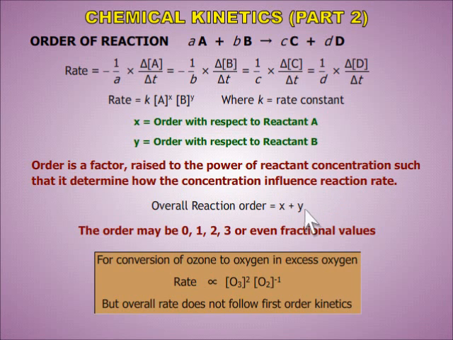When we add x and y, we get the overall order of the reaction. The order of reaction may be 0, 1, 2, 3, and even fractional values. Negative orders are also there, but negative orders are seldom used to calculate overall reaction order and will not be discussed here. Now, it is a little difficult to perceive zero order and fractional order reactions. Let me give an example of each.